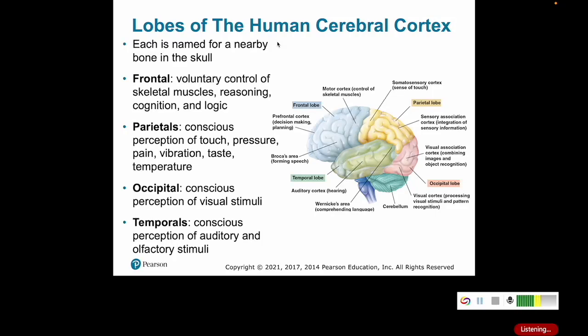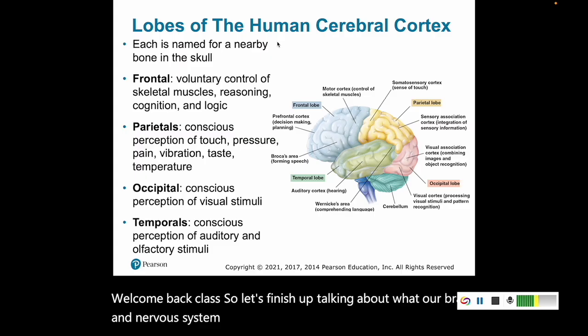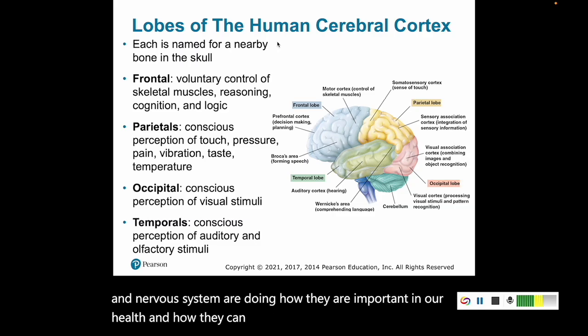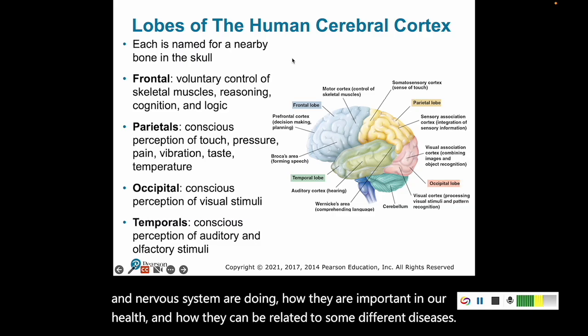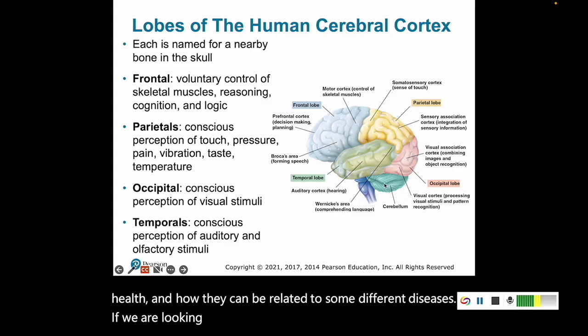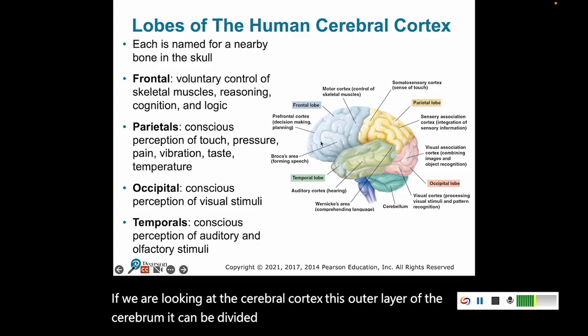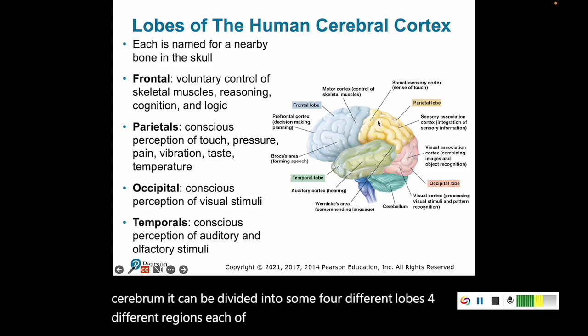Welcome back, class. So let's finish up talking about what our brain and nervous system are doing, how they are important in our health, and how they can be related to some different diseases. If we are looking at the cerebral cortex, this outer layer of the cerebrum, it can be divided into 4 different lobes, 4 different regions, each of them named for a nearby bone in the skull.